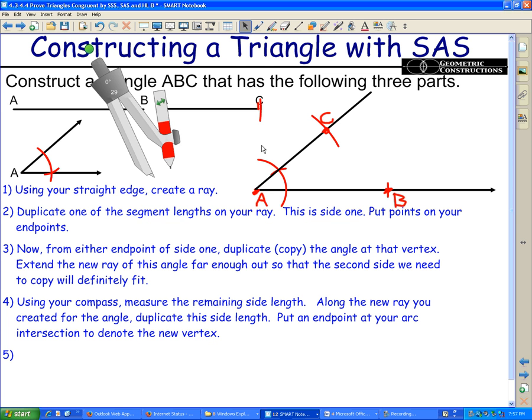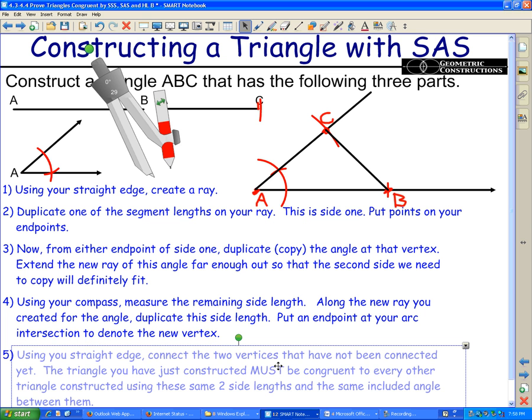And we now have 3 vertices, and we have 2 sides of our triangle. The only thing left that we don't have is the third side, but I know the 2 vertices to connect. It's going to be vertex C and vertex B. So I'm going to connect those 2 guys. And that's it. By the way, that was the 5th step. I guess I should uncover that for you, right? Using your straight edge, connect the 2 vertices that have not been connected.